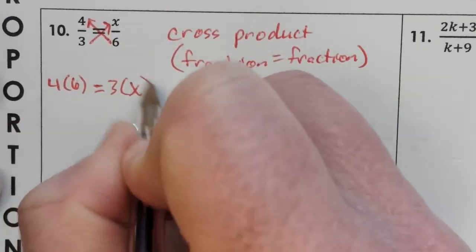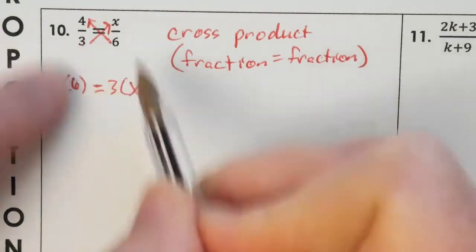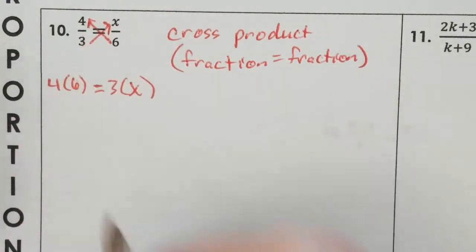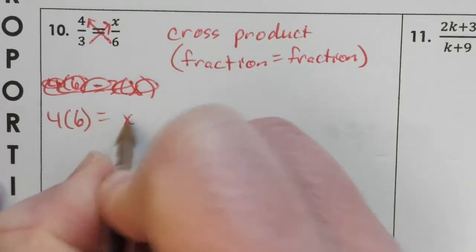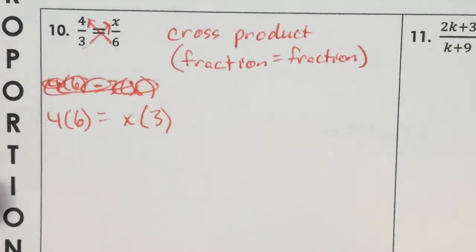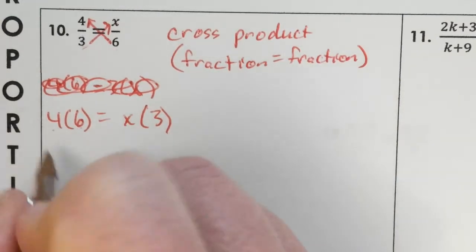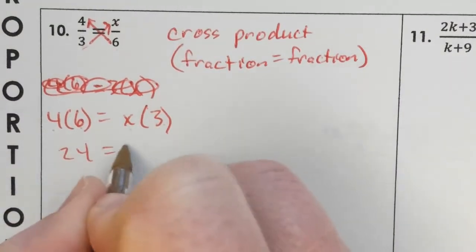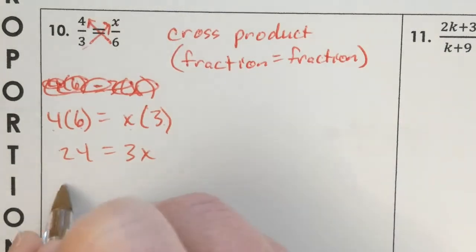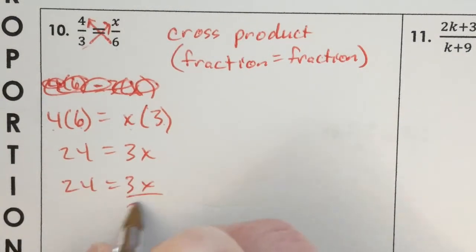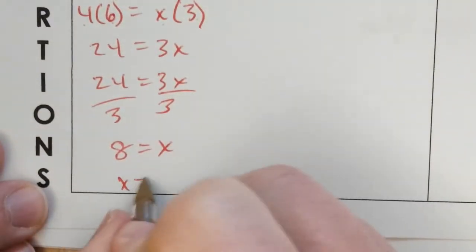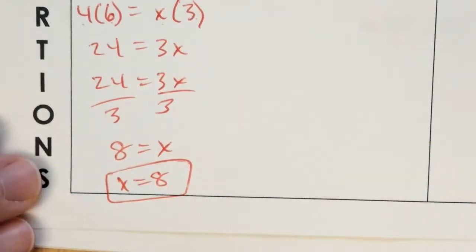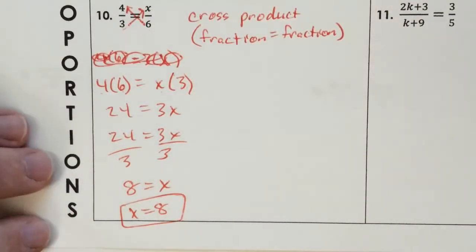So 4 times 6, and then this x, and we're going to throw the 3 over here. Okay, now multiply those. 4 times 6 is 24. X times 3 is really 3x. Okay, keep solving. Divide both sides by 3. 8 equals x. The better way to say that is just a reverse version of that. X equals 8. And that's your answer. All right, one more problem.